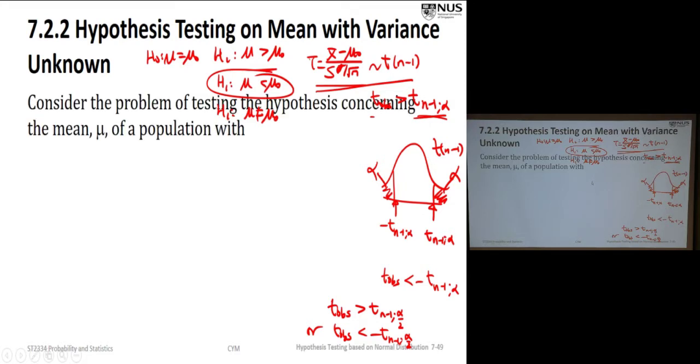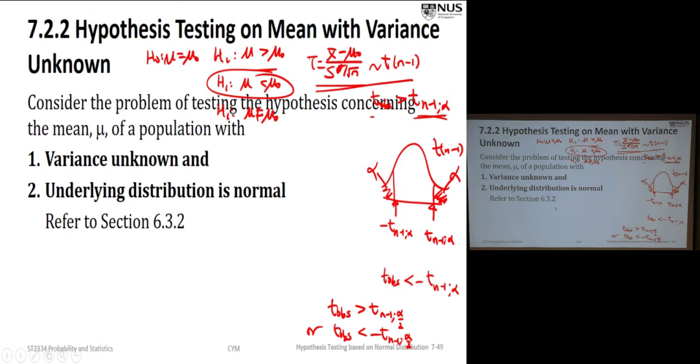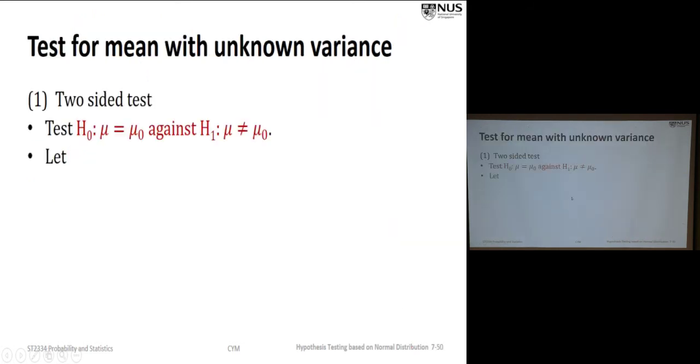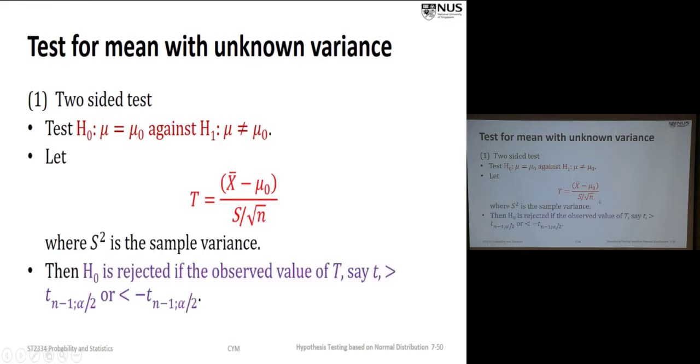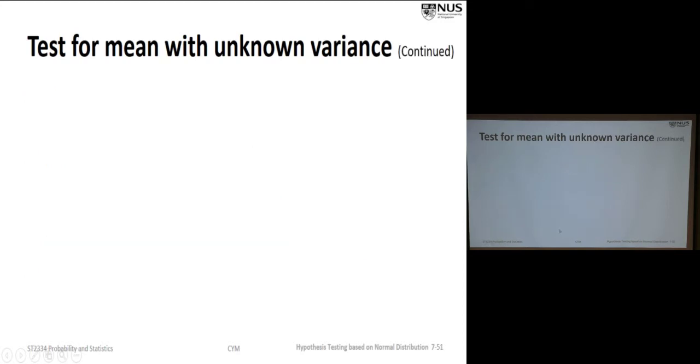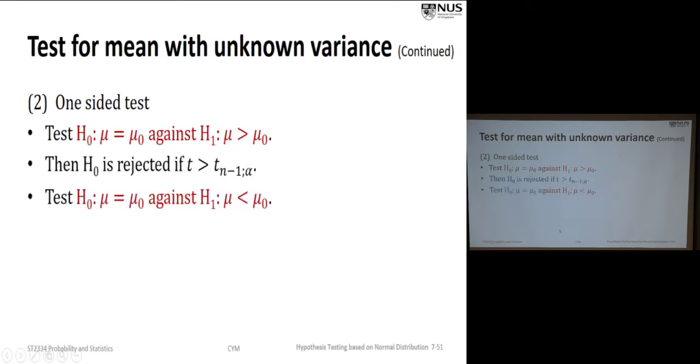Okay. So here it is. When the variance is unknown and the underlying distribution is normal, this is what we do. Test statistic. Remember, we're talking about the underlying distribution being normal. So this is what we have for the two-sided alternative. One side bigger than t n minus 1 alpha over 2, this side less than minus t n minus 1 alpha over 2.